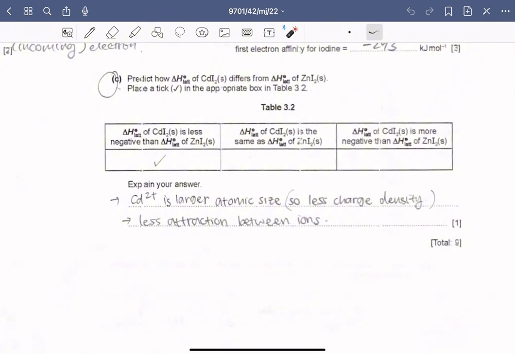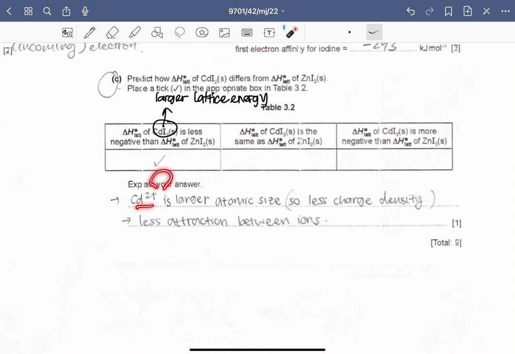And next C. So predict how the enthalpy change of lattice of CdI2 solid differs from the enthalpy change of lattice of ZnI2 solid. So place a tick in the appropriate box in table 3.2. So I have placed the tick in enthalpy change of lattice of CdI2 is less negative. Less negative means more positive, means a larger value of lattice energy is required in CdI2 than ZnI2. Okay. Larger lattice energy.